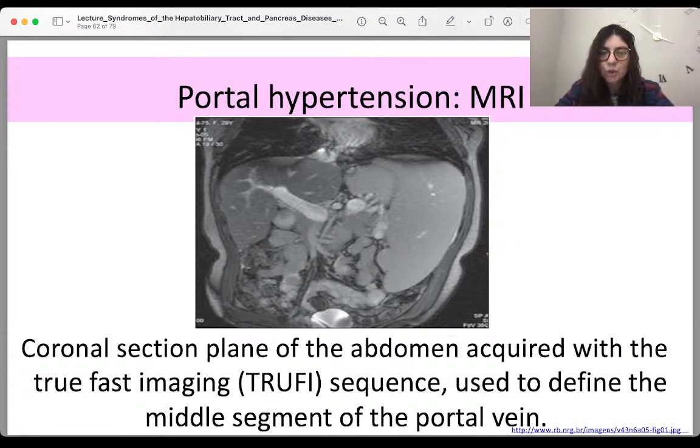Visualization usually includes MRI, for example in this picture. Here we see a coronal section plane of the abdomen acquired with the true fast imaging sequence, or TRUFI sequence, used to define the middle segment of the portal vein. In the left part of the picture, it is the liver and the portal vein is very well visualized.